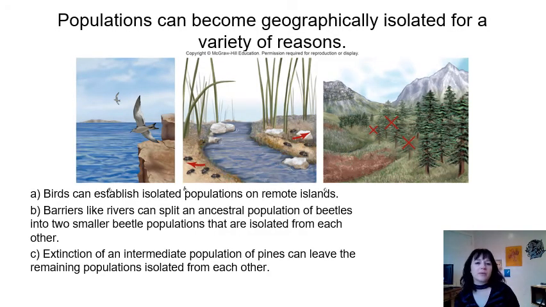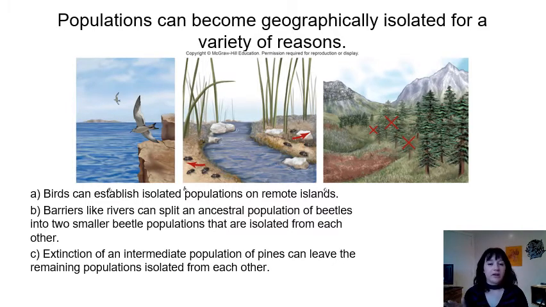So what are some examples of ways that this geographic isolation could occur? So we could have remote islands, right? So birds may be able to fly to a remote island and they stay there, and over time they evolve different from the birds on the mainland.